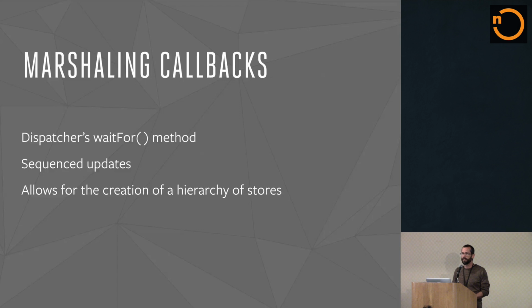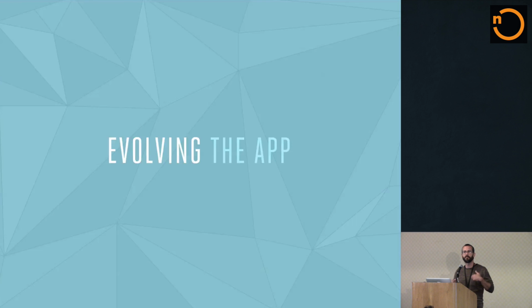So that's waitFor. It allows us to sequence updates and allows us to set up a hierarchy of stores. For example, in our situation, the thread store has no dependencies. It's at the top of the hierarchy of the stores. The message store is a little bit below that because it needs to depend on that thread store to update first. The unread thread store is at the bottom there, waiting for everyone to finish first. But eventually they all emit a change, and the whole cycle updates.